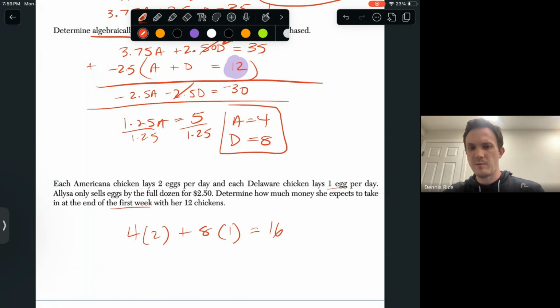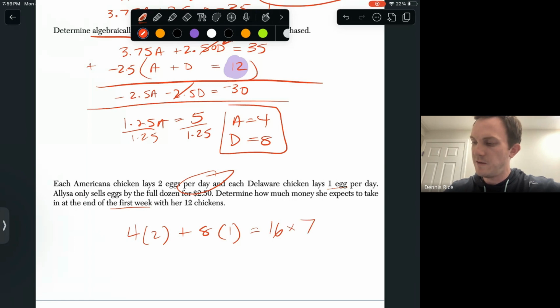What's the trick with the bottom part? Why I'm saying it's a little sneaky. For dozen, yeah, that. A little sneaky unit change there, going from day to week. So I guess I'll multiply this by 7 to figure out how many eggs they'll lay in a full week. That would be 70 plus 42. That's 112. And she only sells by the full dozen.